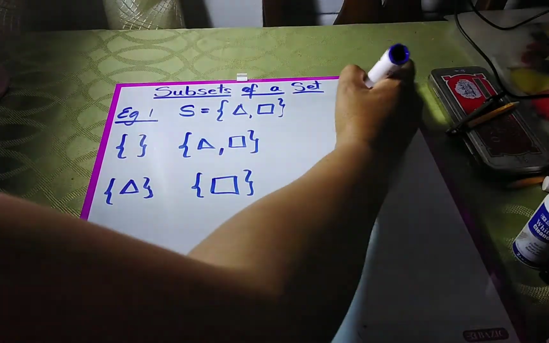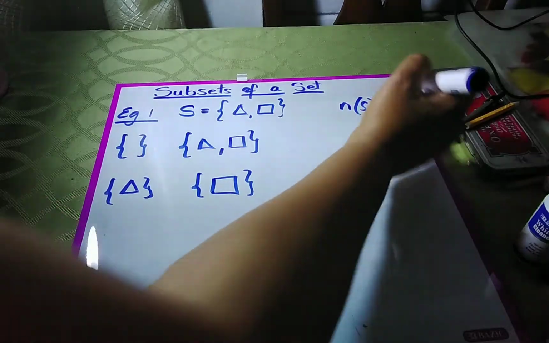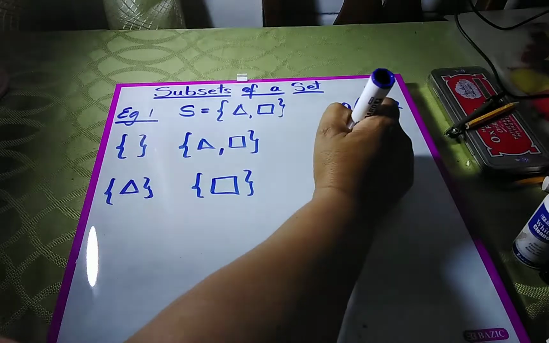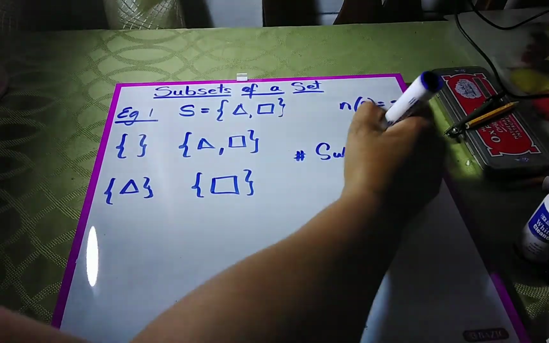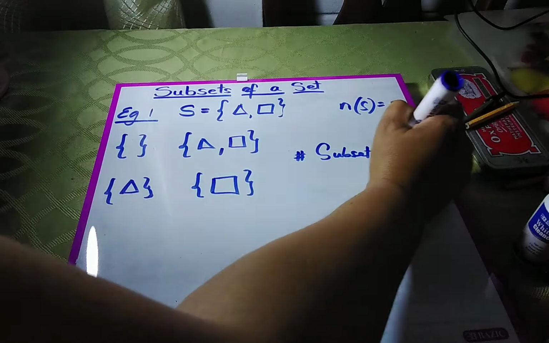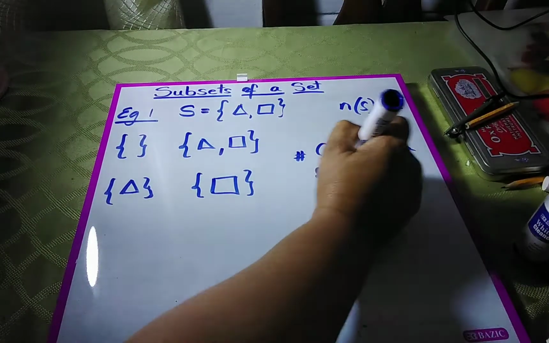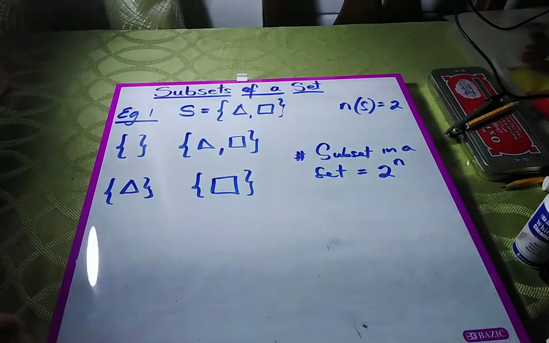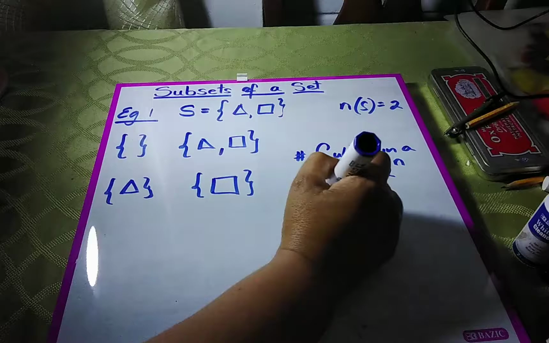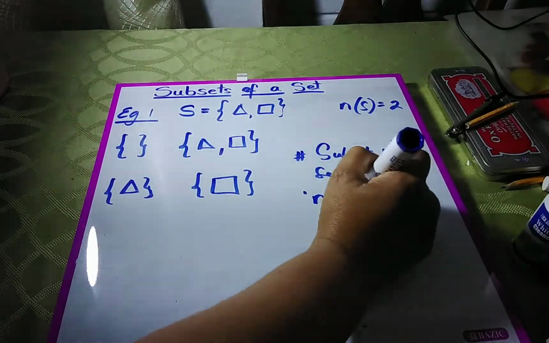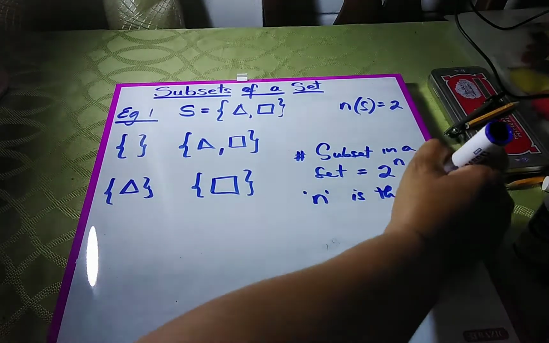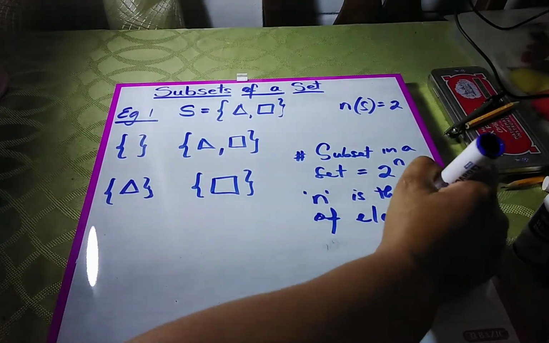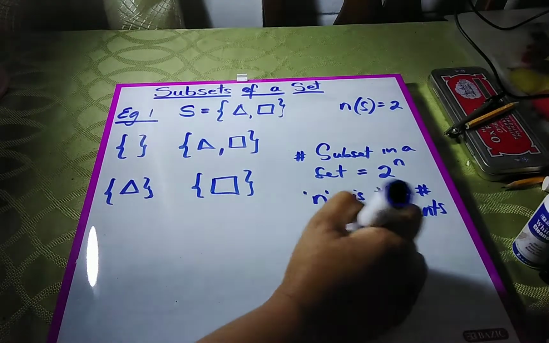Now, there is a quick thing that can help us to know the subsets of a set. The number of subsets in a set can be found as 2 to the n power, where n is the number of elements in the set.